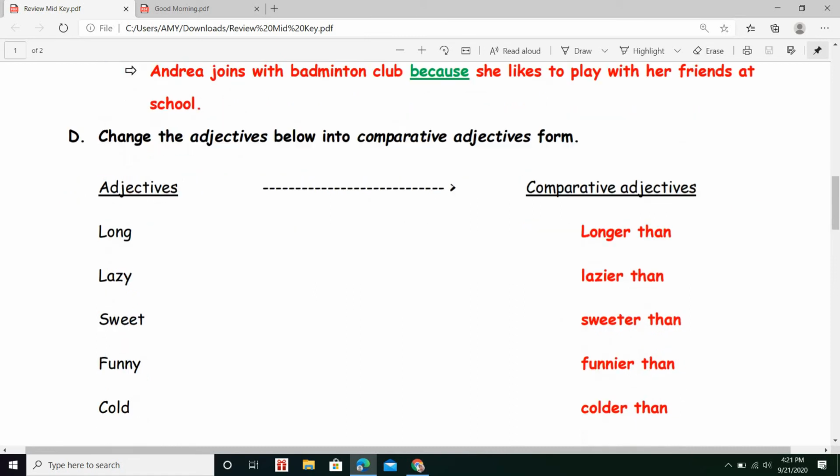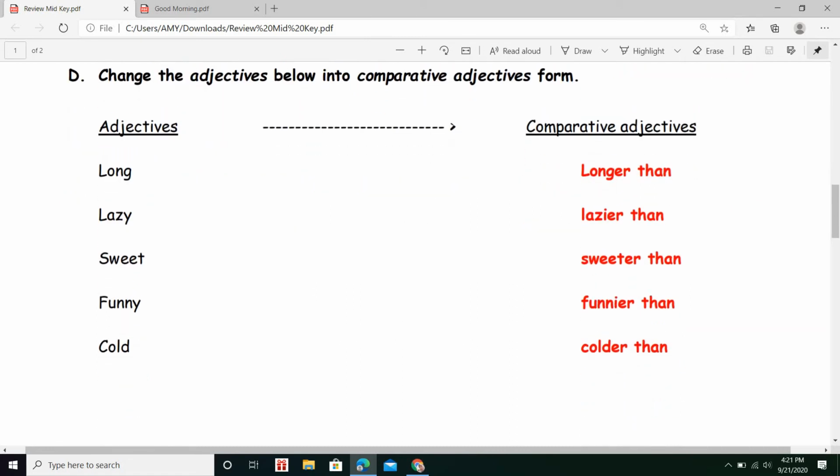Okay friends, now let's move to part D. In part D, we talk about comparative adjectives. Miss Asmi really hope that you still remember these materials. I wish that you still remember the rule of changing adjectives to comparative adjectives. Okay, here Miss Asmi has 5 adjectives that you need to change to comparative adjectives.